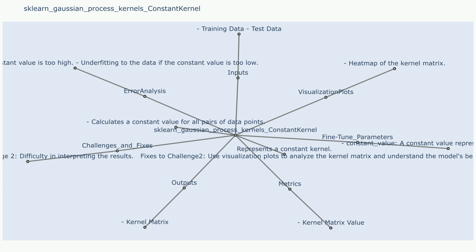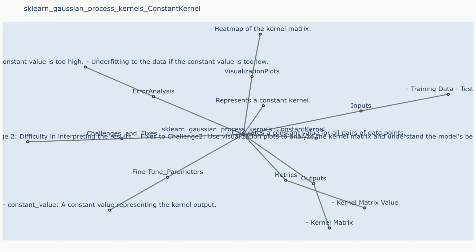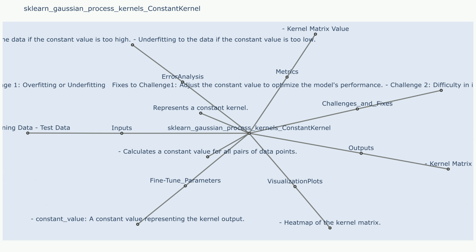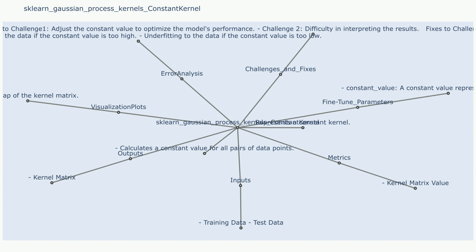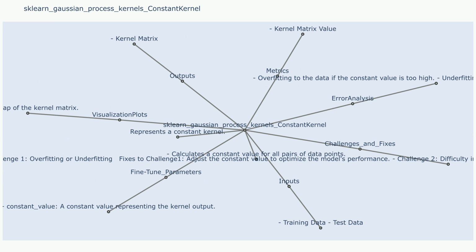In the data inputs, X, a 2D array representing the input data points. Each row corresponds to a data point, and each column corresponds to a feature. Y, a 1D array representing the target values corresponding to the input data points. Outputs, K, a 2D array representing the kernel matrix. The element at position i, j in the matrix represents the similarity between the ith and jth data points.